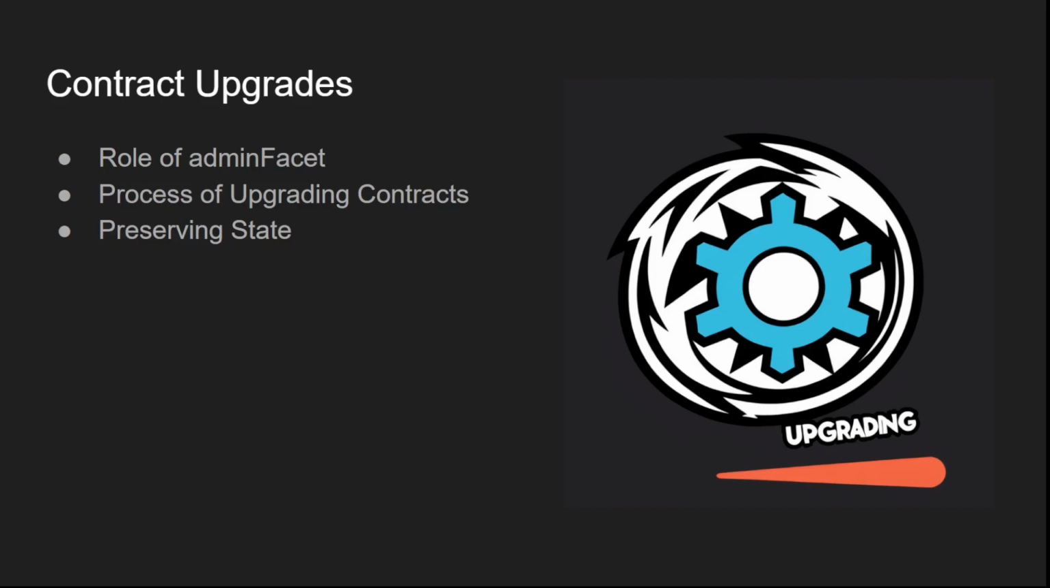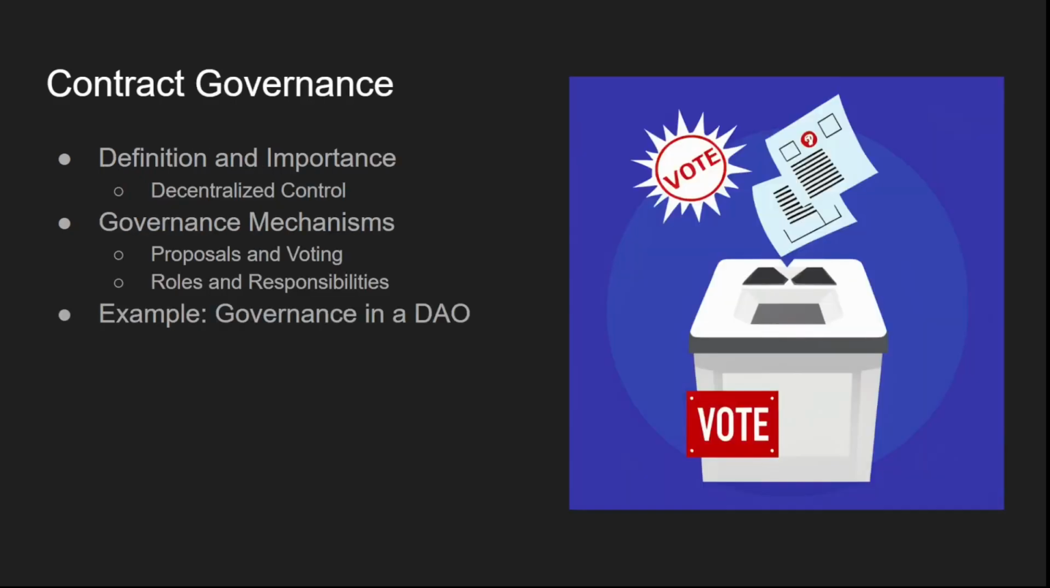Next, we'll explore contract governance, which allows decentralized control and executive decision-making over running contracts. In this section, we'll explore the concept of contract governance, which is an essential feature for managing and evolving smart contracts in a decentralized manner.